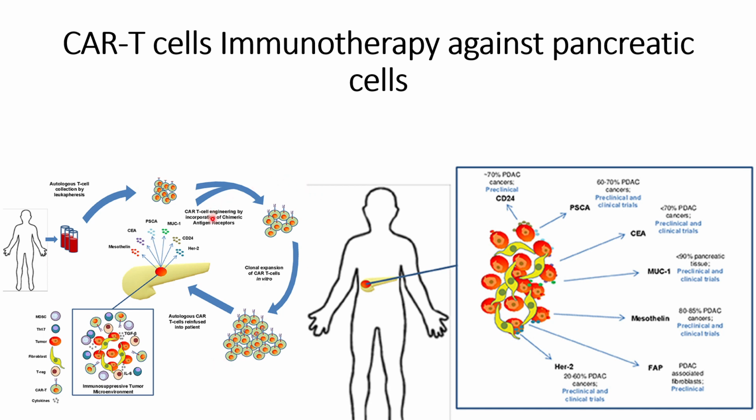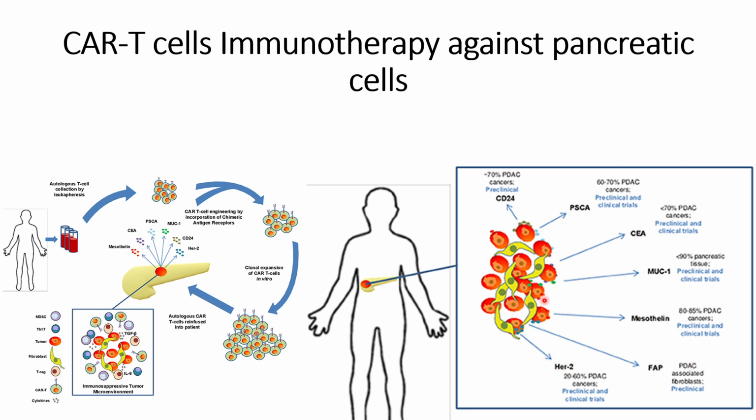And when we talk about chimeric antigen receptors, the kinds of receptors that can be targeted in the case of pancreatic cells are listed here, as some of these antigens are found in preclinical and clinical trials in PDAC cancer patients. Some of those mentioned here are CD24, PSCA, CEA, MUC1, mesothelin, FAP, and HER2.